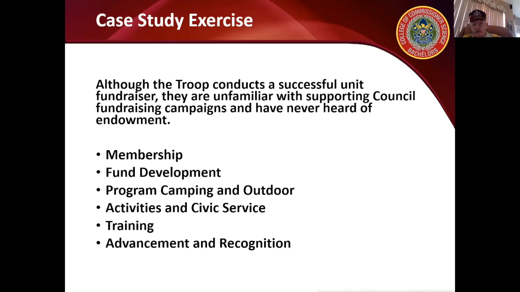Yeah. The other thing which I think is missing from this deck is we talk about the stuff at our district level.